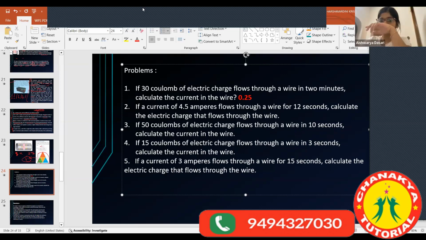Can you explain the steps? So I did 30 divided by 120. Yes, so it is 1 by 4. Ma'am, you're telling the second question answer is divided by 120, right? One second, children. 30 divided by 120. What will be the answer? Yes, Aishwarya.